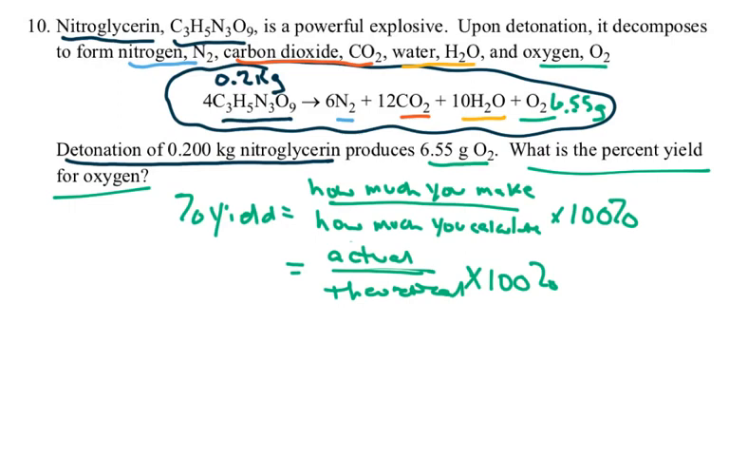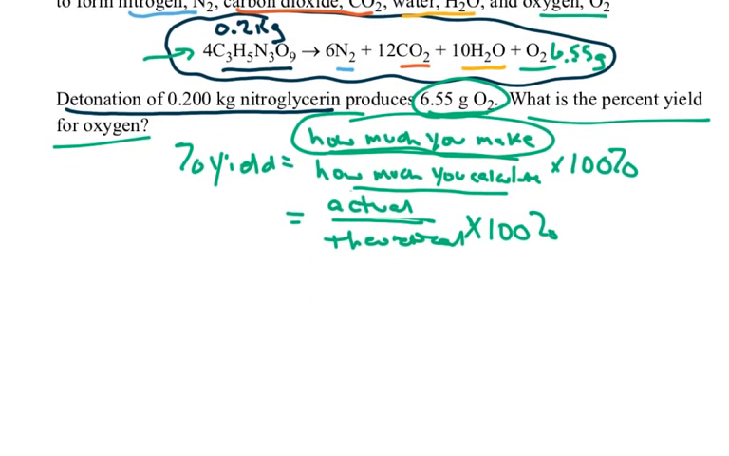Okay. So they told us this number right here is how much you make. So we have to figure out how much you calculate. We have to calculate how much would we make starting here. Okay. This is a Module 5 problem. Okay. So we're just going to do it. It's nitroglycerin. I'm going to call it NG. So we have 0.2 kilograms nitroglycerin, okay?